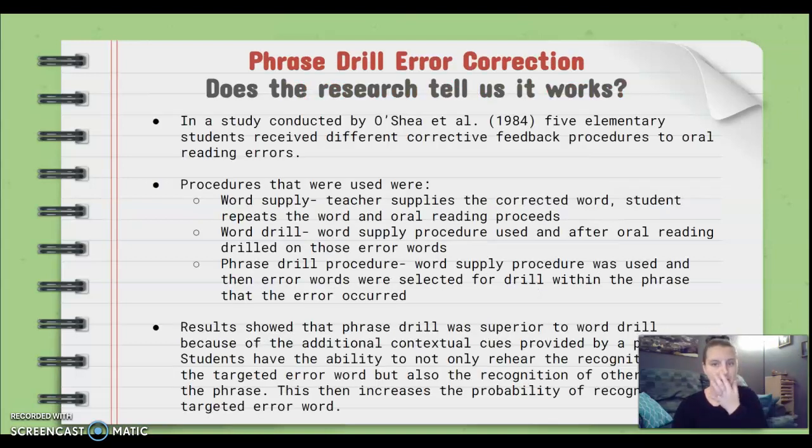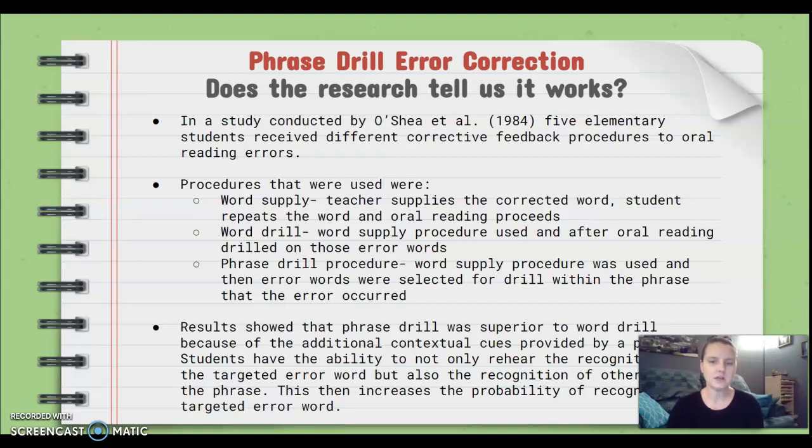Okay, so now that we know what phrase drill error correction is, and we'll be getting into more of the details of the steps of it later, let's look at what the research tells us. This is where I found some really interesting information in regards to some studies that were done. As we have learned in our classes, research is important in finding a strategy that not only works, but research shows that it's successful as well.